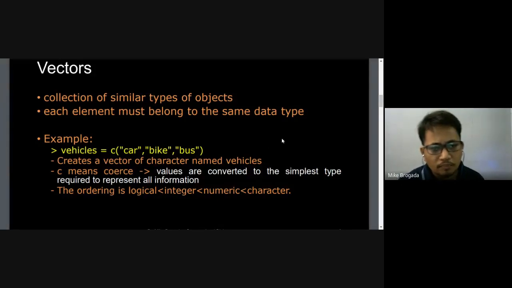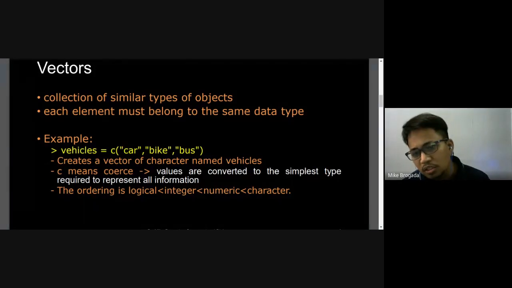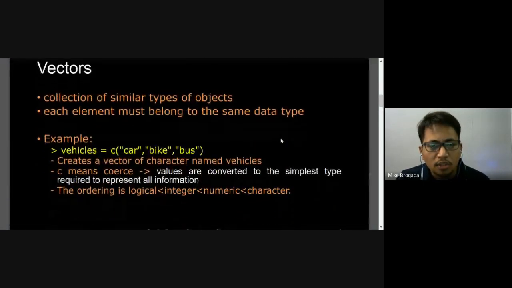So c in R means coerce, meaning the values car, bike, and bus are converted into the simplest type required to represent all information. And coerce has an ordering. It is logical, which is less than integer, integer is less than numeric, and numeric is less than character. So meaning the ordering, the highest form of coerce is character. Later I'll be discussing examples.